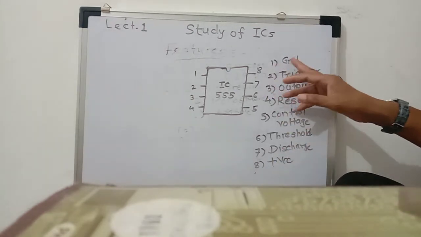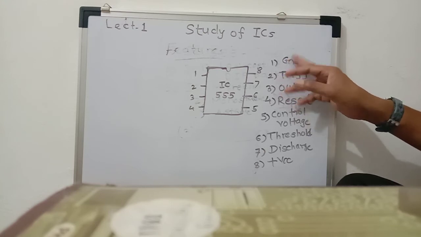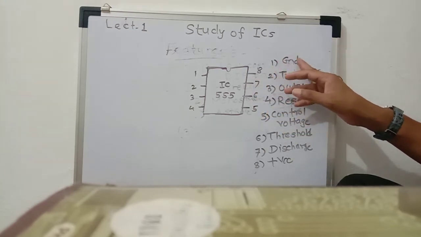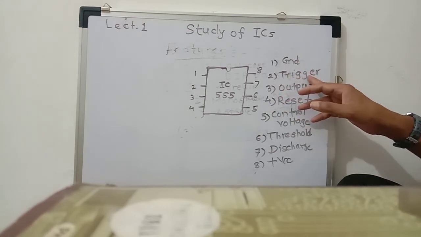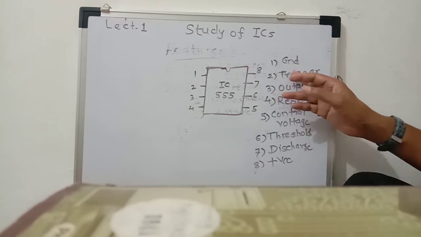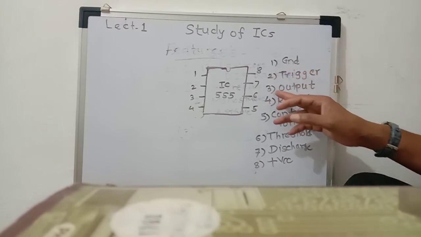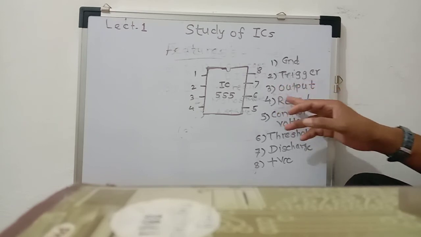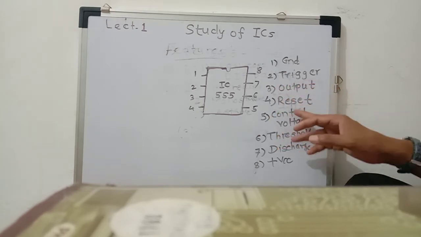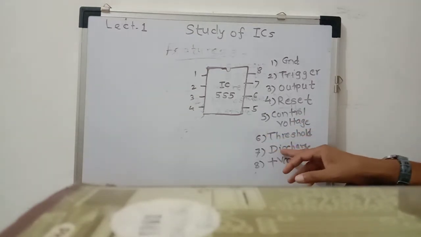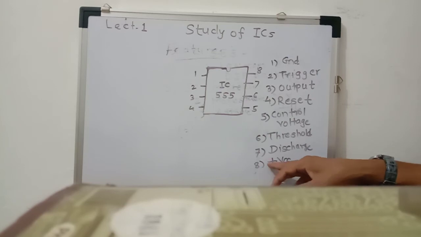Pin number 1 is for ground. This pin is always connected to the negative terminal of the supply voltage. Pin number 2, trigger. Trigger pulse is applied to pin number 2. Pin number 3, output. We can take the output from pin number 3. Pin number 4, reset. Pin number 5, control voltage. Pin number 6, threshold. Pin number 7, discharge. And pin number 8, plus VCC.